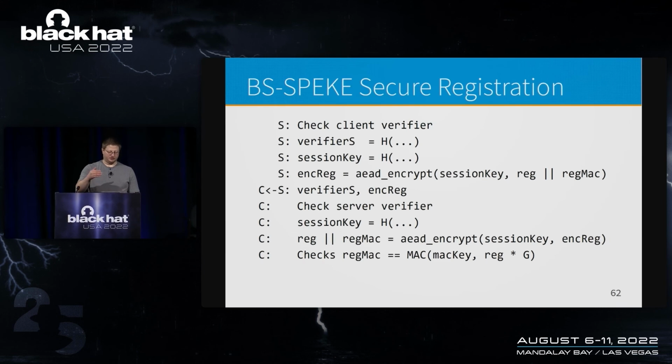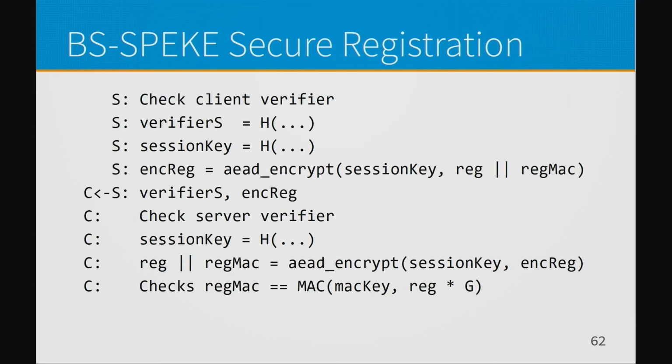Then the client checks to see the server's verifier is correct. Then it creates the session key. Then it decrypts the ephemeral private key used during registration, and the MAC. The MAC key is generated from the password. So when you run the password KDF, you output a bunch of stuff, and one of those things is the MAC key. The MAC key is then used to hash the public key. If that fails, then that means that you were man-in-the-middled during registration, so you can detect when that happened.